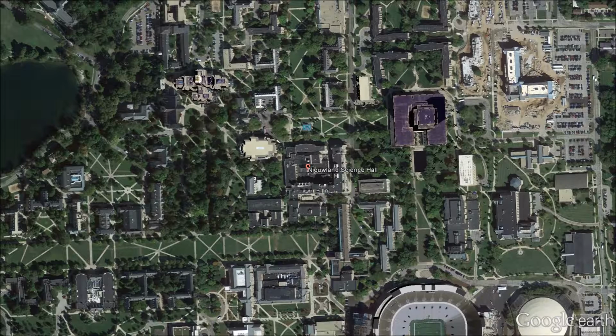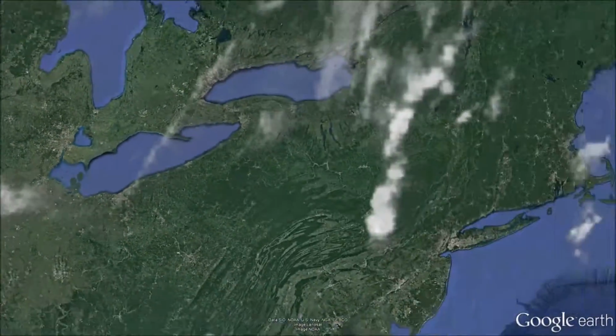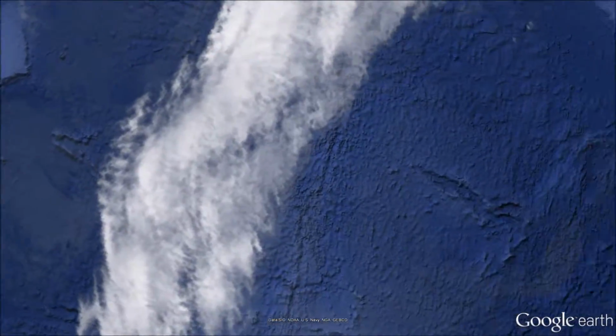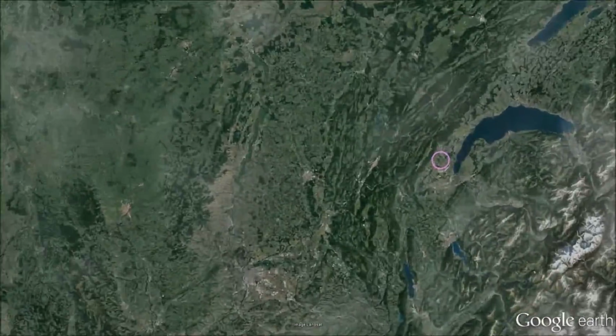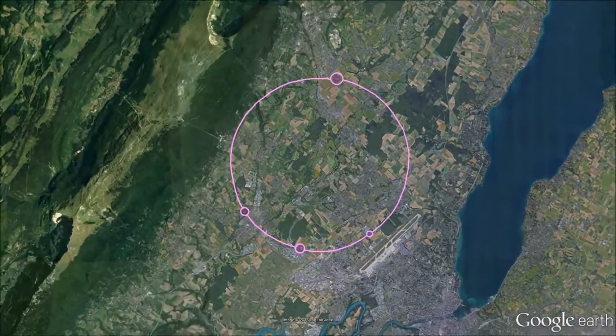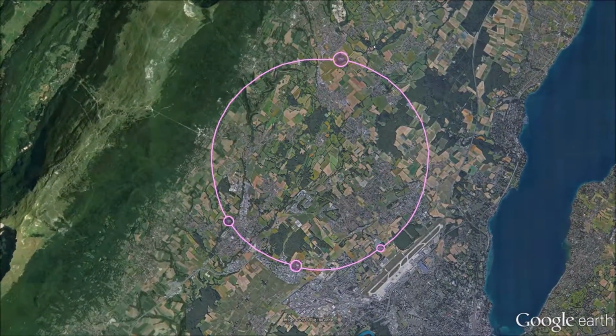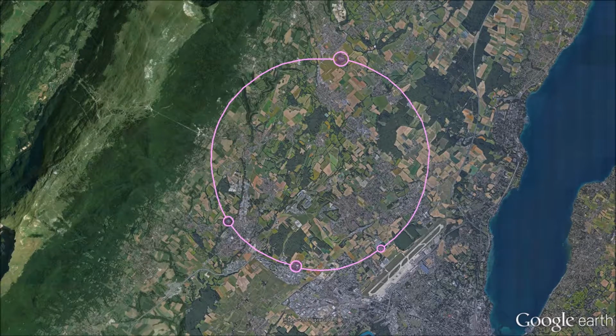Even though I mainly work in Newland Science Hall at Notre Dame, the data I work with comes from all the way across the Atlantic. The LHC is located on the border of France and Switzerland. It is the largest machine in the world. To get a sense for just how large, that's an airport in the lower right-hand corner of the screen.